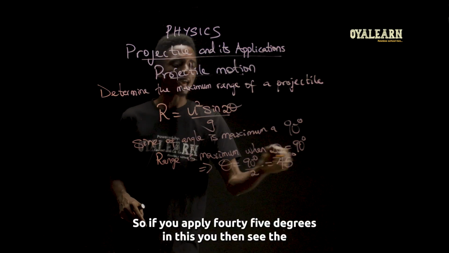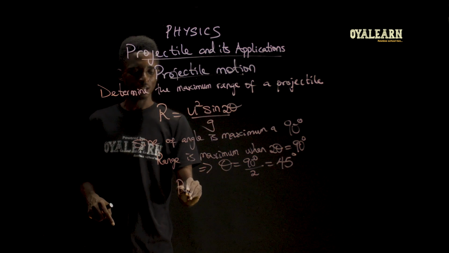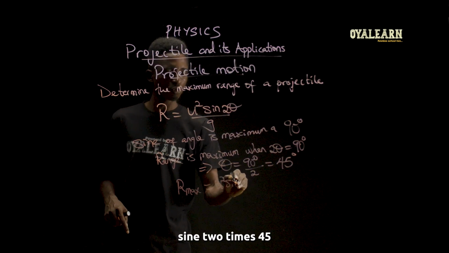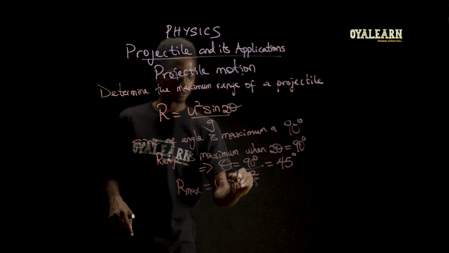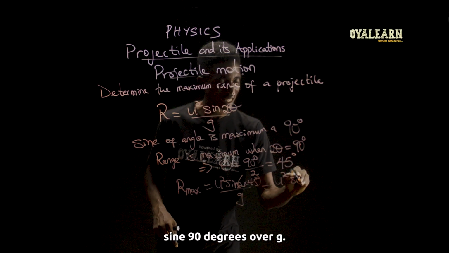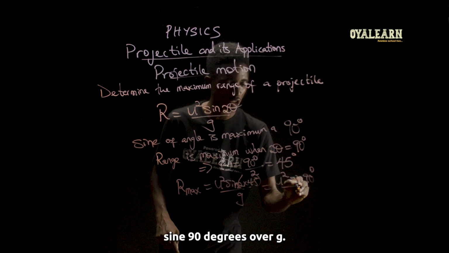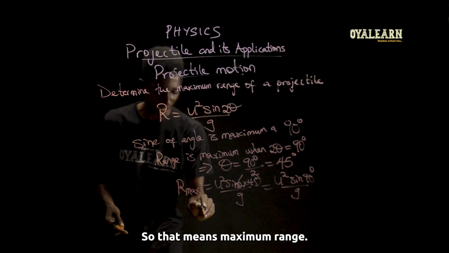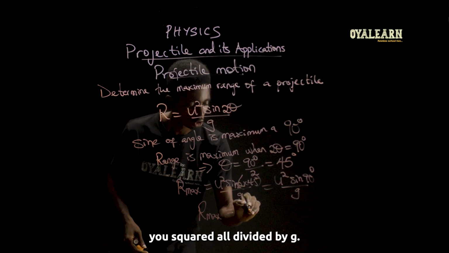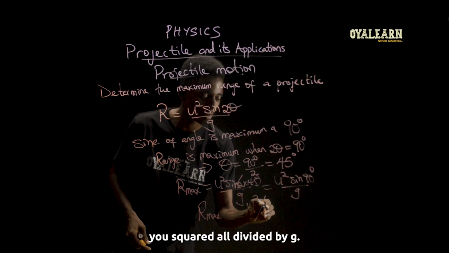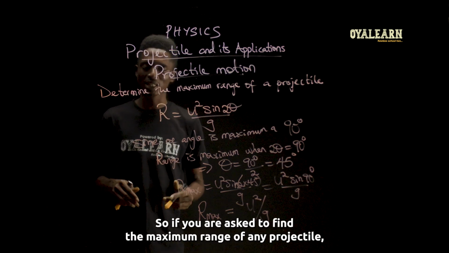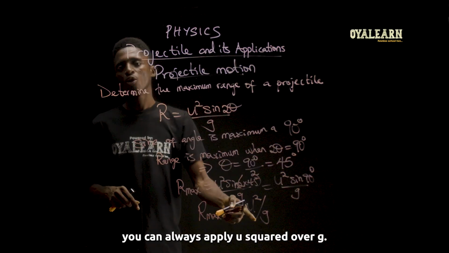Okay? So if you apply 45 degrees in this, you then see that R max becomes U squared sine 2 times 45 all over g. Now, this will give you U squared sine 90 degrees over g. Now, sine 90 is 1, so that means maximum range, R max, would then be what? U squared all divided by g. So if you're asked to find the maximum range of any projectile, you can always apply U squared over g.